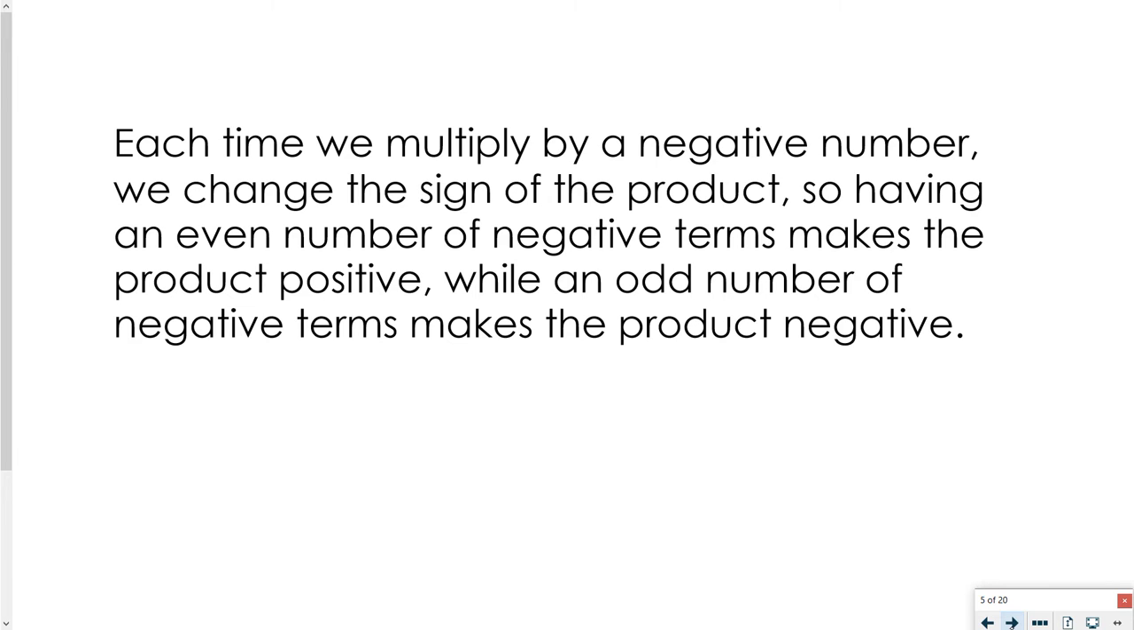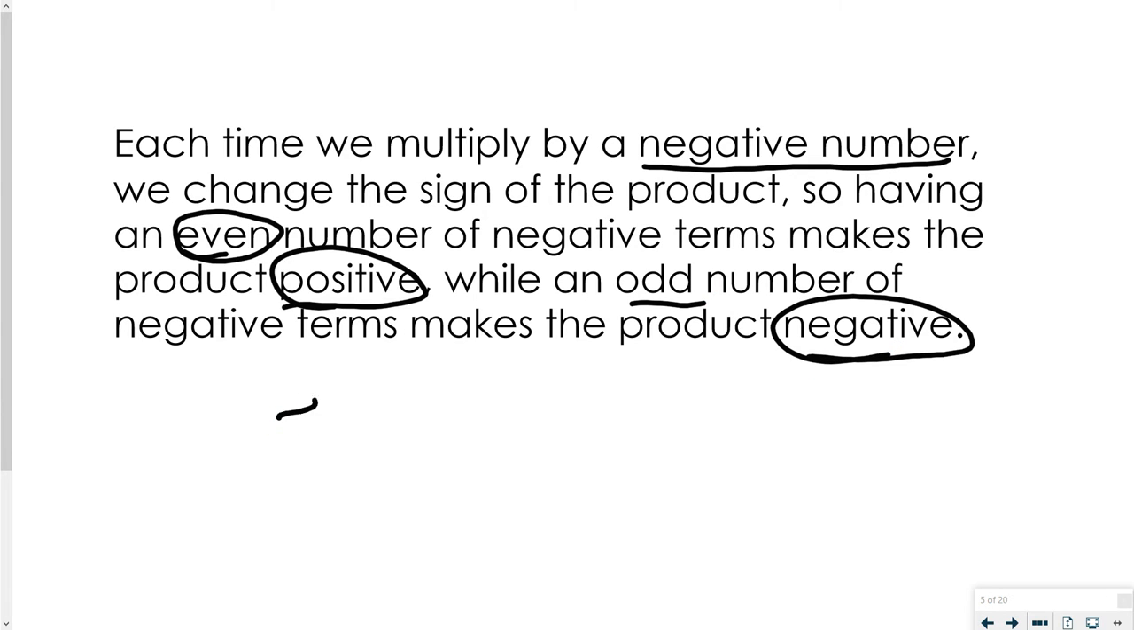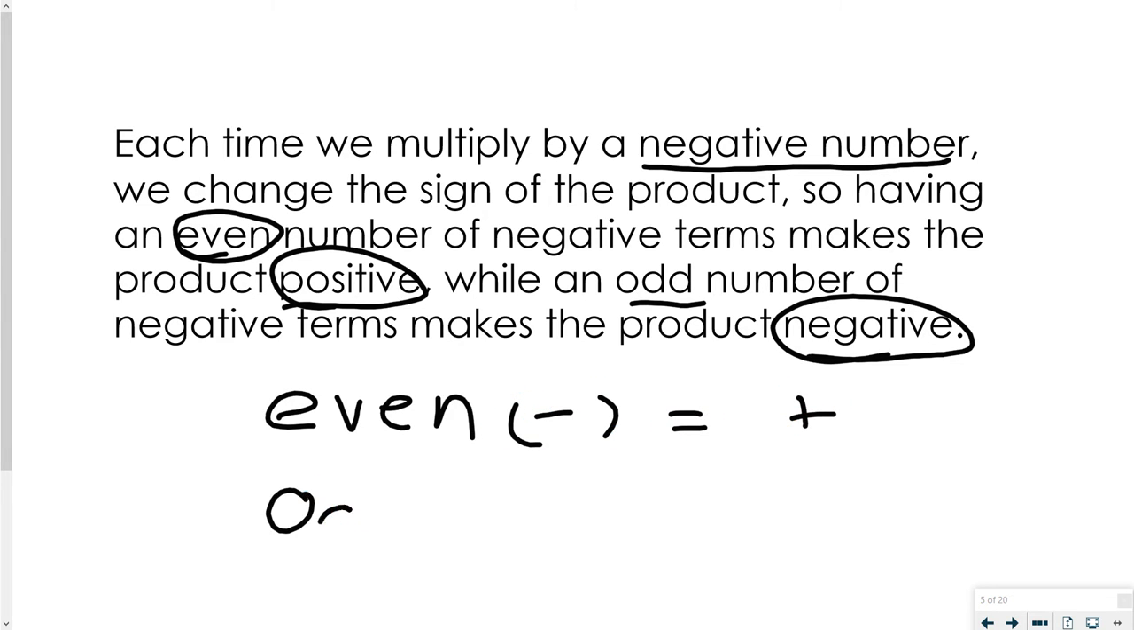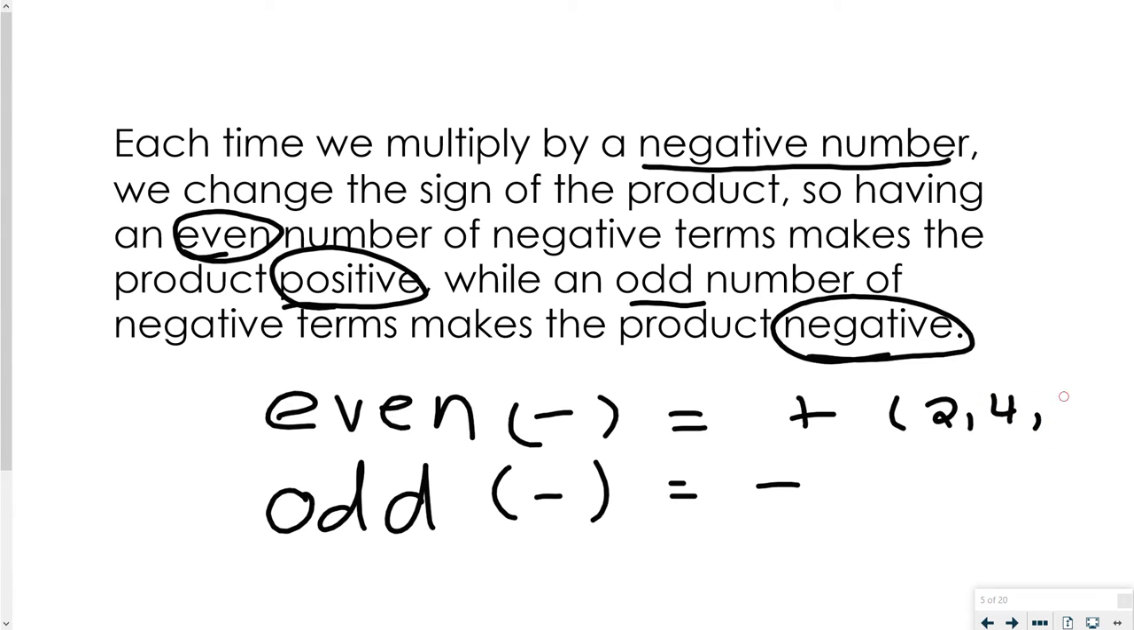So here's the pattern. Each time we multiply by a negative number, we change the sign of the product. So having an even number of negative terms makes the product positive, while an odd number of negative terms makes the product negative, right? So even negatives, your answer will be positive. Odd negatives, your answer will be negative. Now remember, even is 2, 4, 6, 8, and so on, right? Odd is 1, 3, 5, 7, and so on. Okay, sorry, I'll put my dots there. Okay, so that helps.